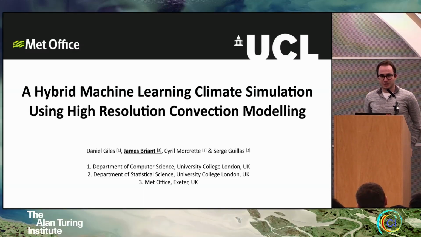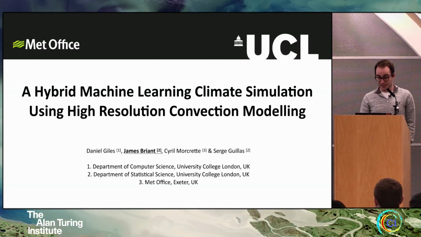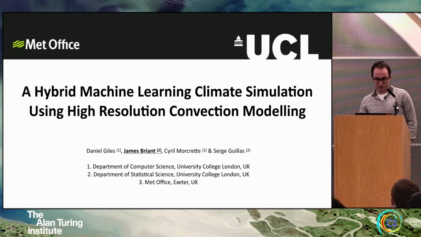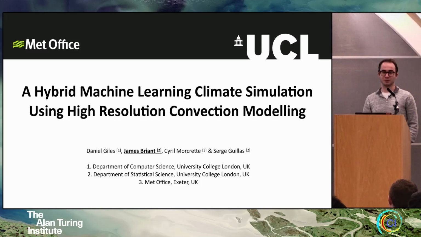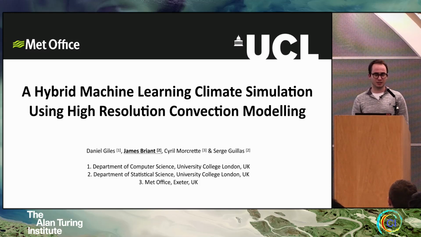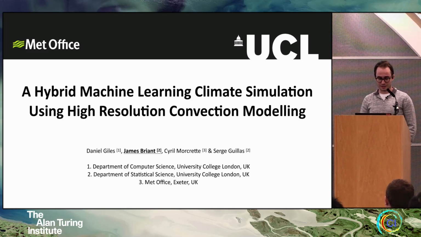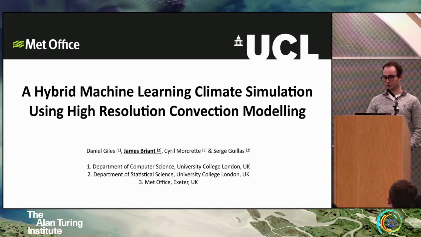Okay, thank you very much to the organisers for letting us present here. I'm James Briant, a PhD student at University College London in the Department of Statistical Science, and I'm going to present some work that I've been working on for almost a year and a half now. Dan Giles is also working on this project, in the audience near the front, and we've been working with my supervisor Serge and our colleague Cyril at the Met Office.